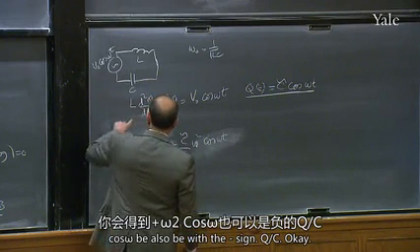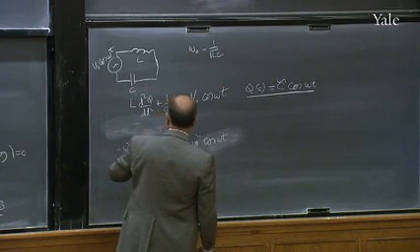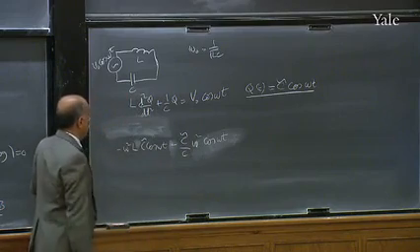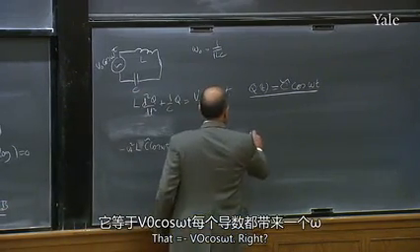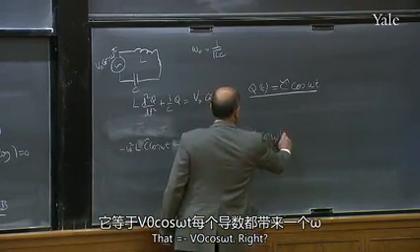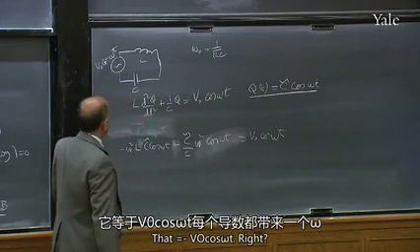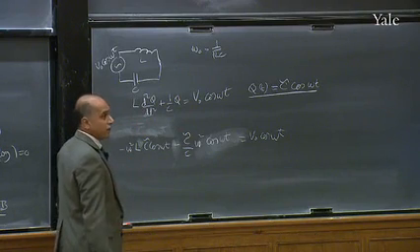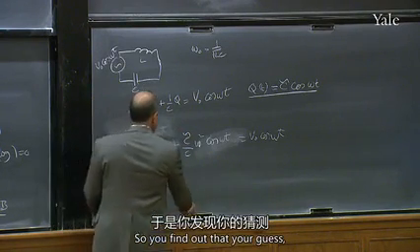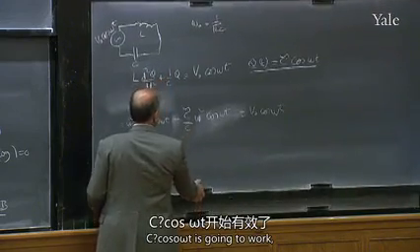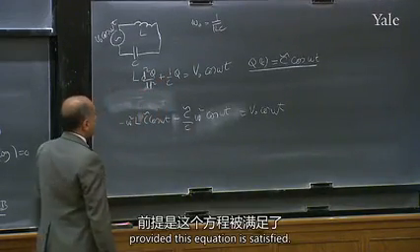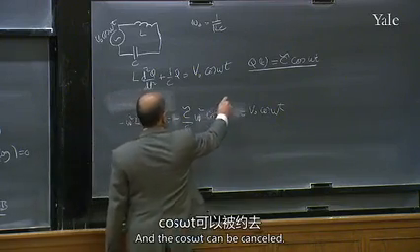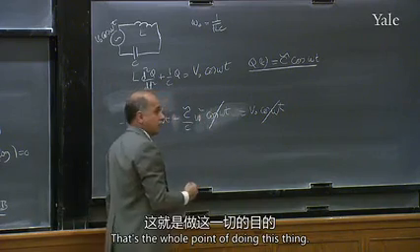Q over C. Okay. You guys buy that? There is no L squared, there's just an L. That's equal to V0 cos omega t. Every derivative brings an omega, and there's a net minus sign. So you find out that your guess, C twiddle cos omega t, is going to work, provided this equation is satisfied, and the cosine omega t can be cancelled. That's the whole point of doing this thing.